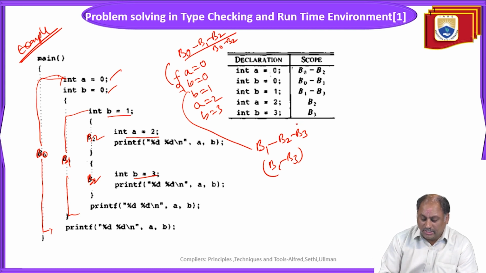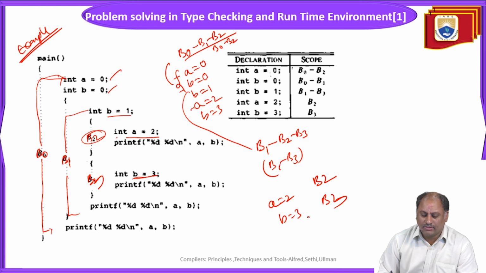Whereas A equal to 2 is limited to B2 only. So this is available in block B2 only. B equal to 3 is also available in its own block. That's why the variables which occur outside cannot be within the scope. This is outside the scope, and the accessibility is only inside the scope. So this A equal to 2, which is limited to block B2, is accessible within this block. B equal to 3 is limited to its block.